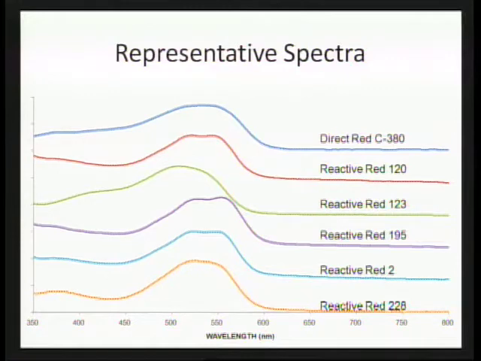Here's just a look at the representative spectra for each of the dyes. Already you can see some characteristics are slightly different. Like reactive red 123, its wavelength max is slightly shifted to the left. You can also see that reactive red 120, reactive red 2, and reactive red 228 have like a double hump going on.